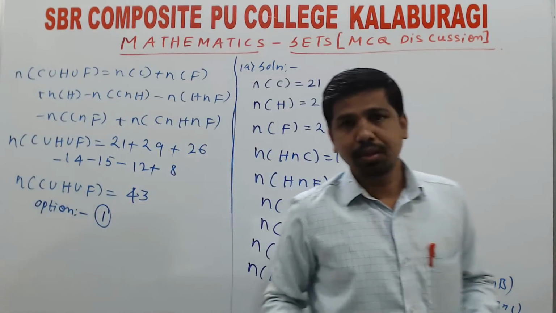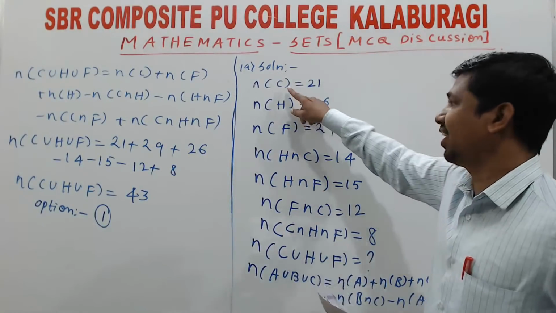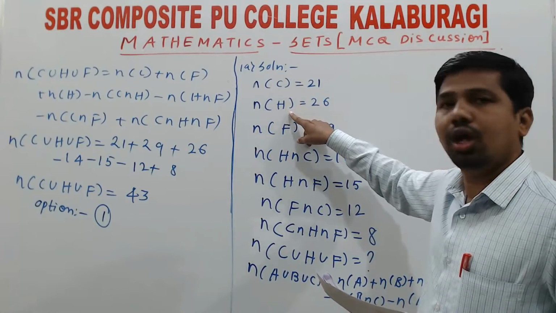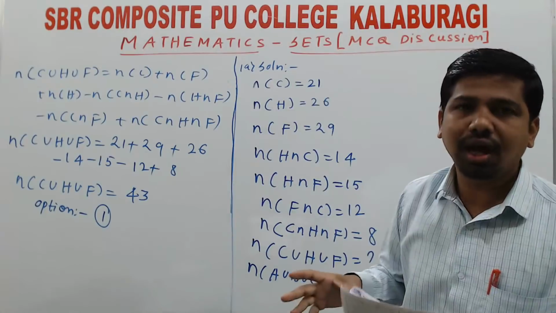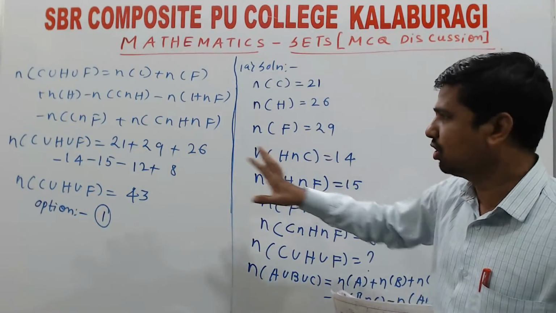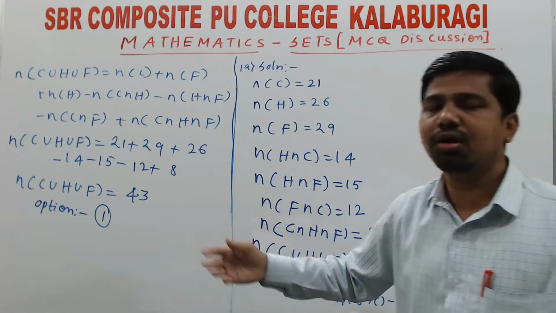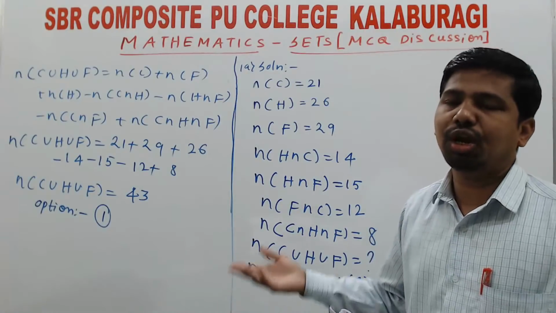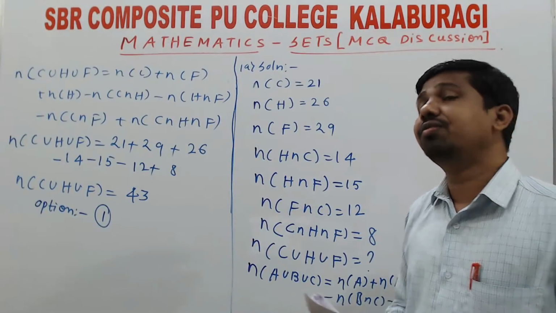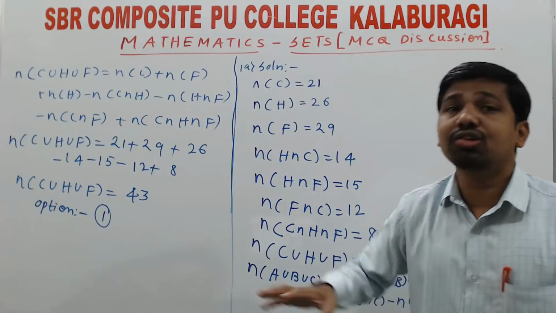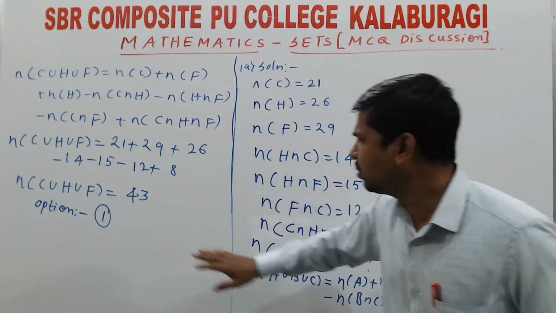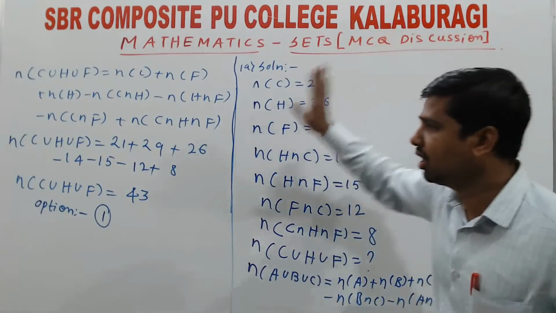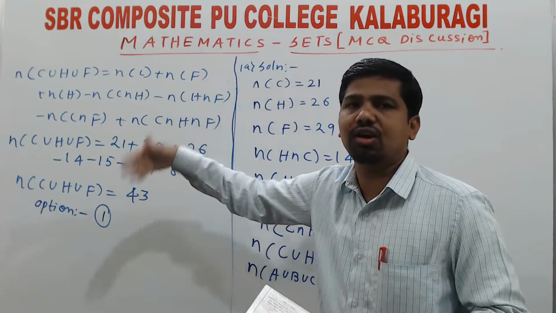Suppose he is asking how many are playing only cricket, only hockey, or only football. In that case, a Venn diagram helps us find those results. If you are asking the total number of members in the whole team, this one is very easy. Or suppose there is a universal set with some particular number, and he asks how many are playing neither. Neither means the universal set minus the total number of members.